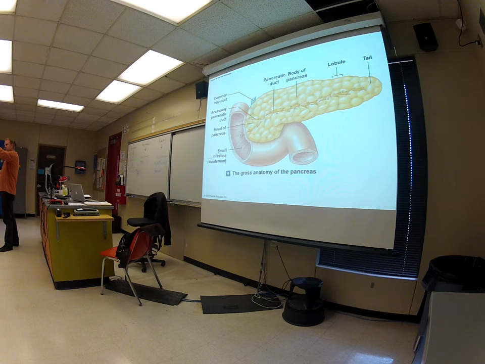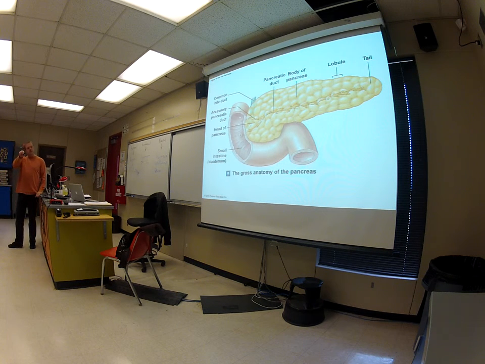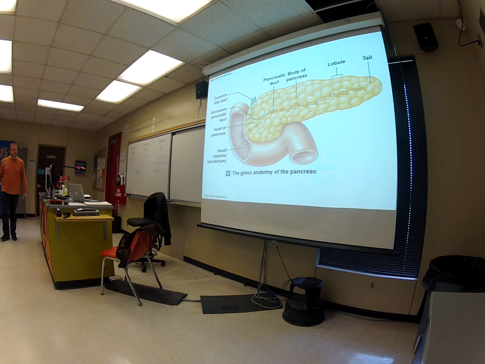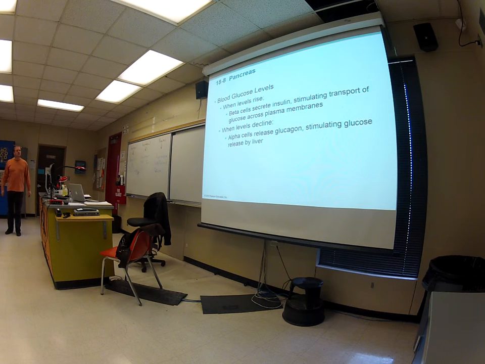The endocrine function, insulin and glucagon, go right into the bloodstream. You say that one more time. Exocrine into the digestive tract. Endocrine into the bloodstream. Okay, blood glucose levels. When levels rise, beta cells secrete insulin. When levels decline, alpha cells release glucagon. Glucagon, insulin.